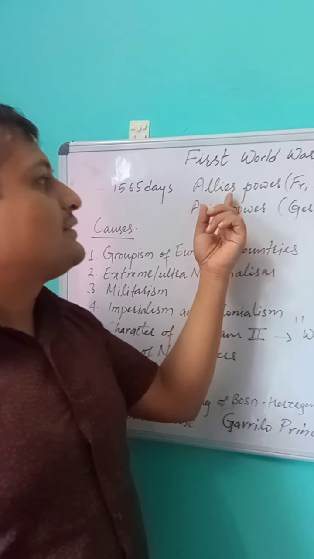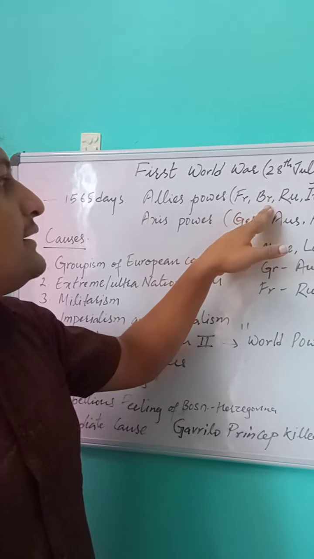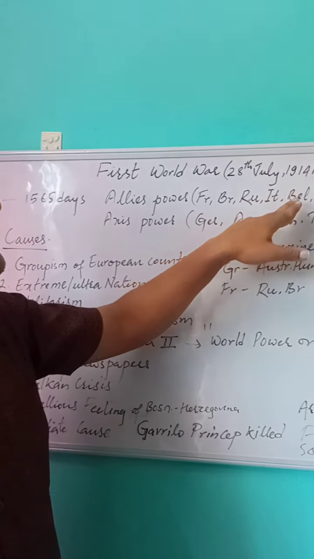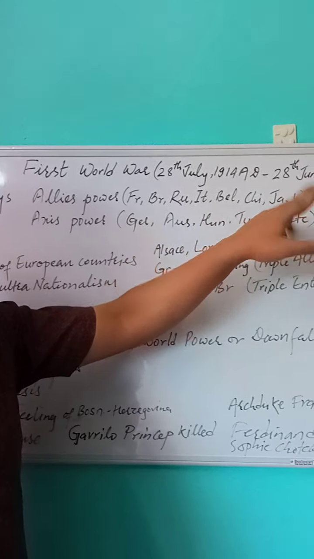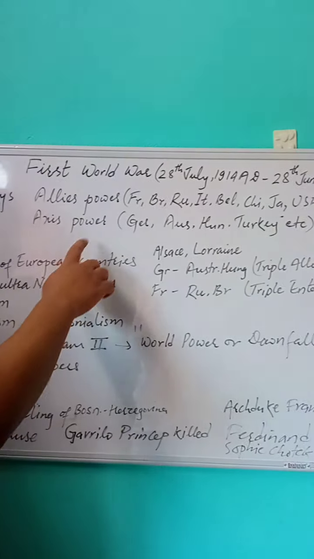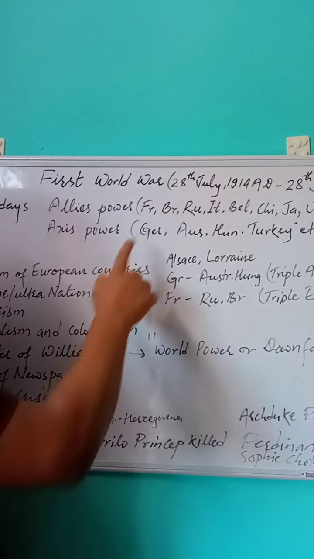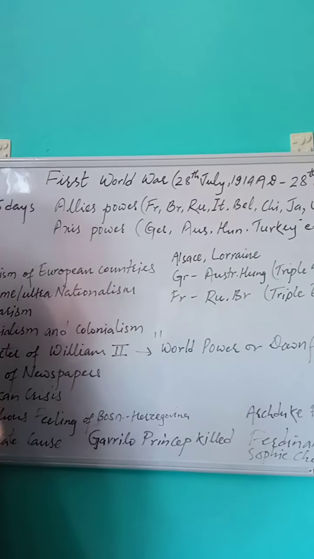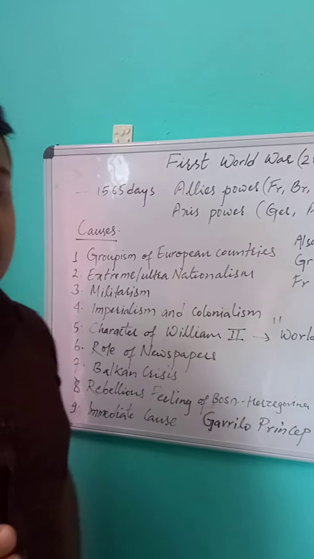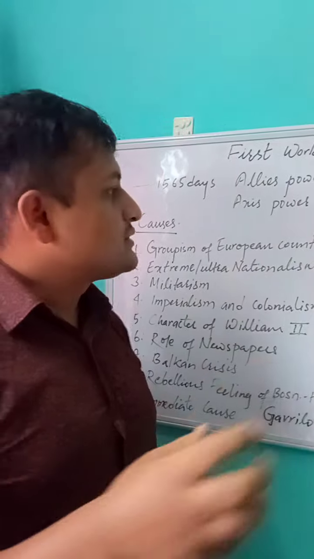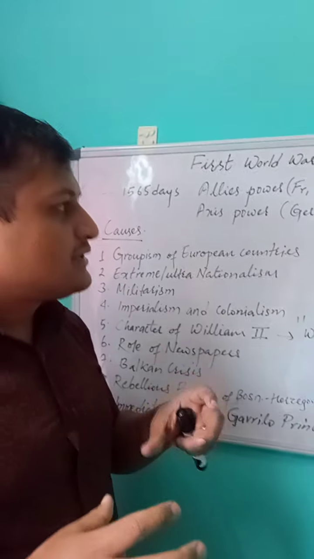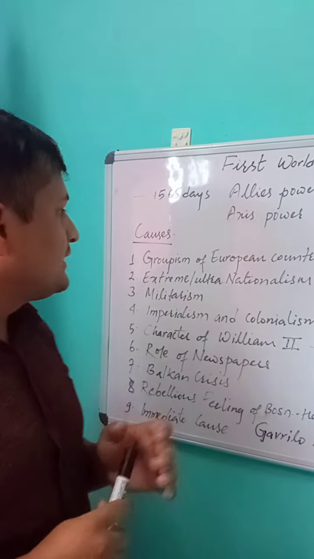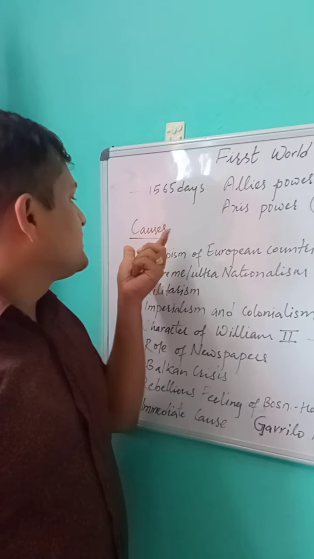Under Allies power, there were countries like France, Britain, Russia, Italy, Belgium, China, Japan, USA, etc. And under Axis power, there were countries like Germany, Austria, Hungary, Turkey, etc. But indirectly, almost all the countries were involved in this war, though it was basically a war between the countries of Europe. Okay, so let's discuss the causes.